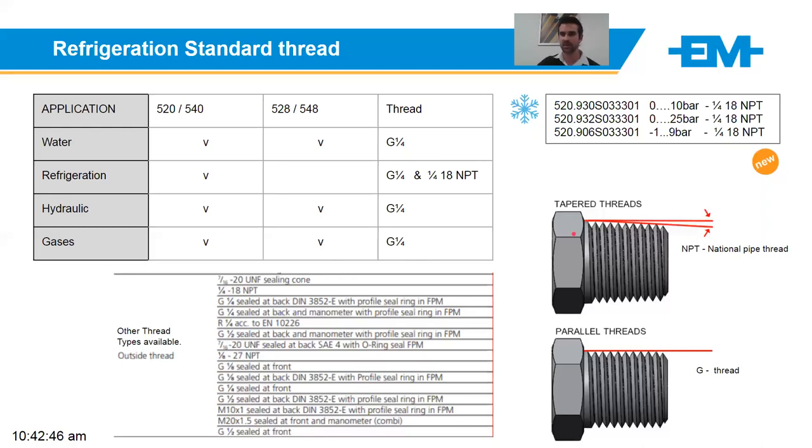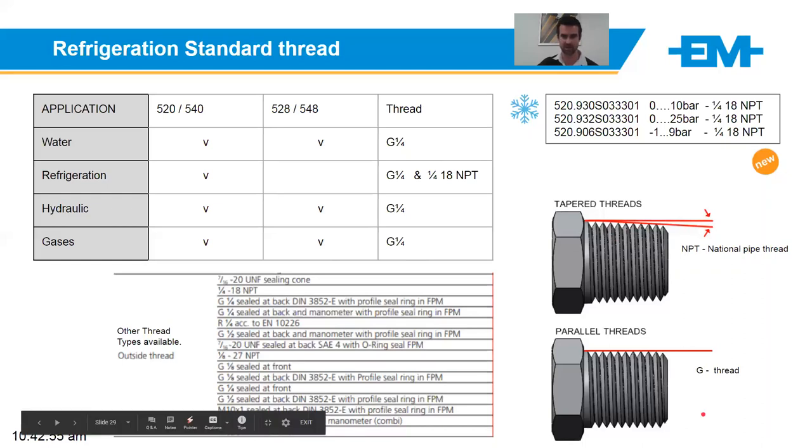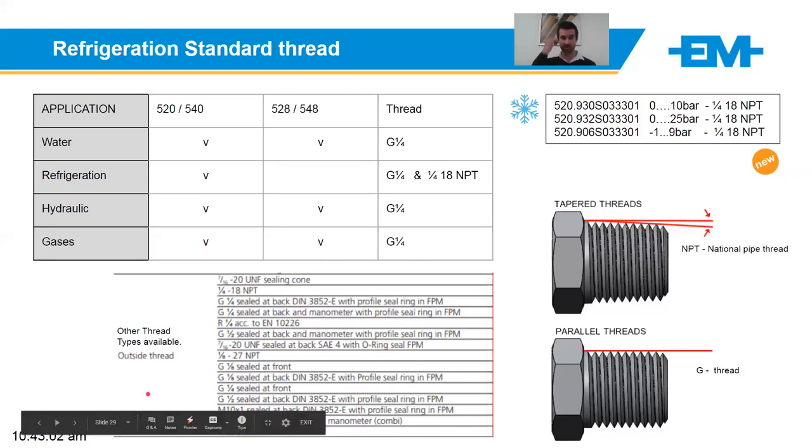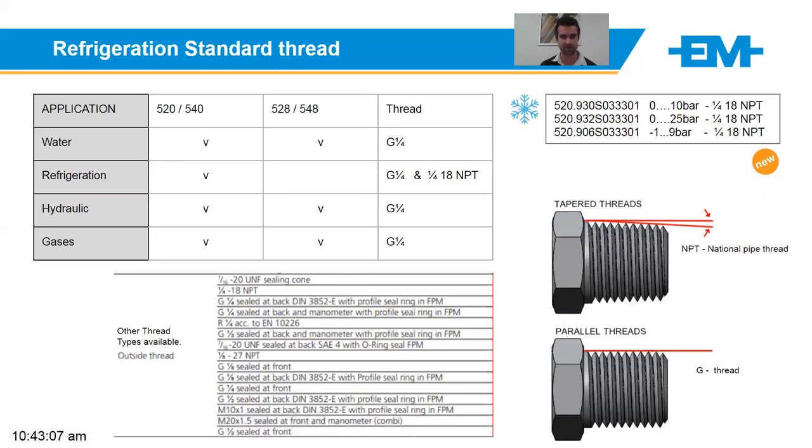And for those who don't know, NPT is your national pipe thread, and it is slightly tapered compared to a parallel thread of, say, the G1/4 that we stock as a standard. There are obviously a lot of other types of threads available. UNF is another popular one for refrigeration. And there's actually too many to mention, inside and outside threads available. Again, we standardize on G1/4, and we do stock a small amount of 1/4-inch NPT as well.